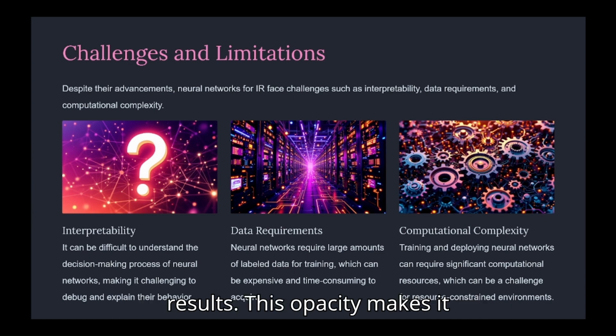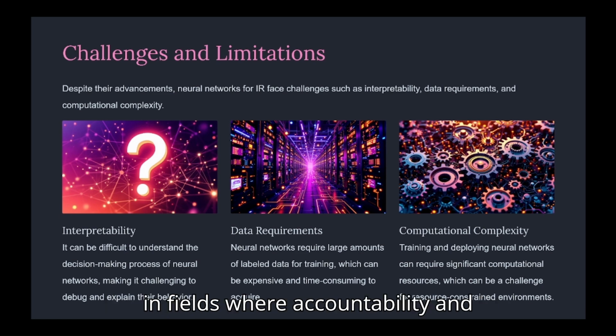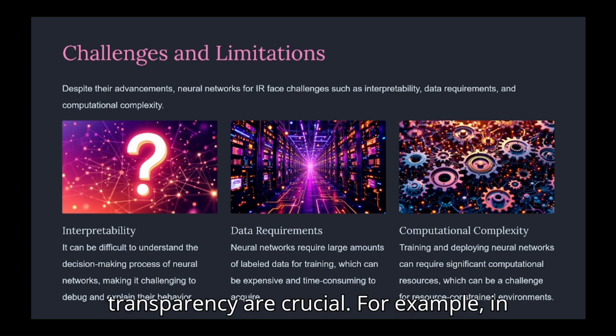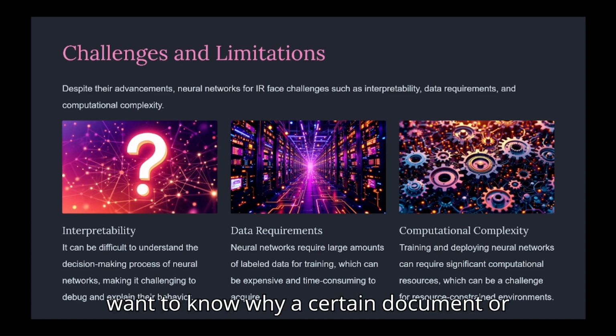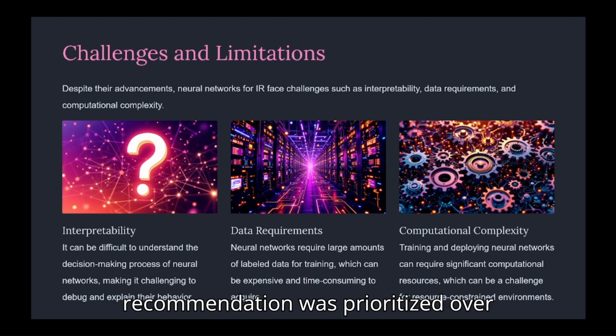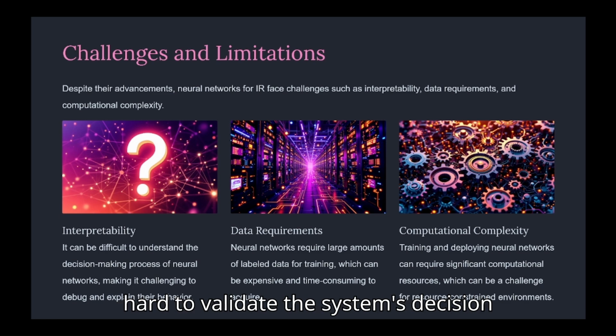This opacity makes it challenging to trust their recommendations in fields where accountability and transparency are crucial. For example, in healthcare applications, users want to know why a certain document or recommendation was prioritized over others. Without a clear explanation, it's hard to validate the system's decision making process.